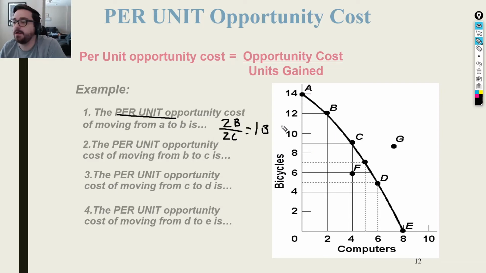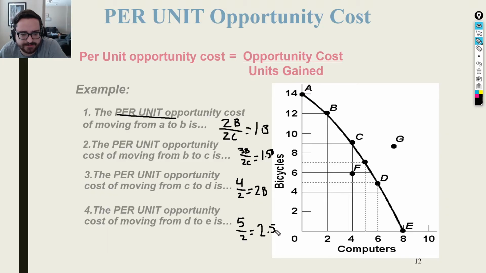From B to C, go through the next 3 and solve. Pause the video and unpause the video to see me do it. So from B to C, the cost is 3 bikes. The gain is still 2 computers. So 1.5 bikes per computer. From C to D, we've got 4 over 2. That's a 2. And again, it's bikes. And from D to E, we've got 5 over 2, which would be 2.5 bikes. So there's your idea of per unit opportunity cost.